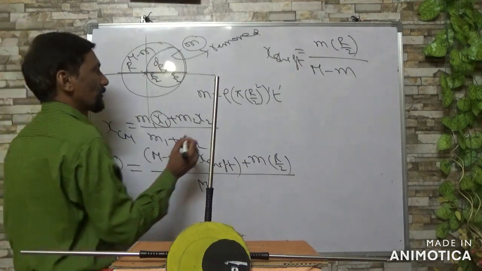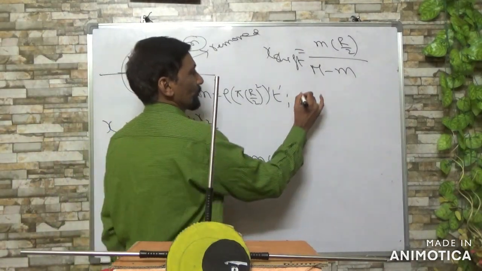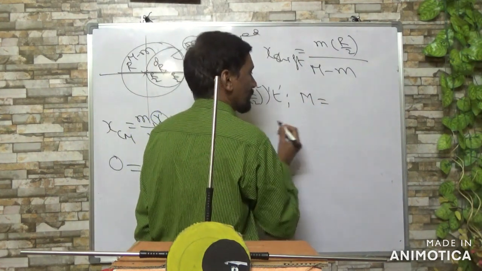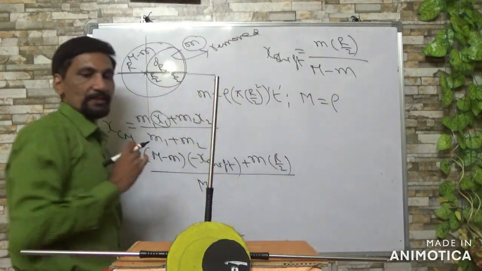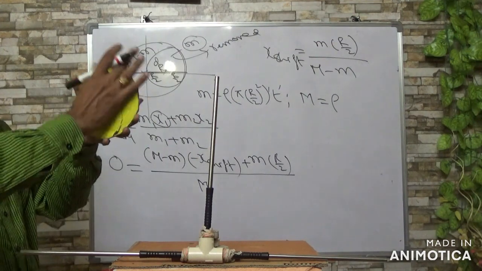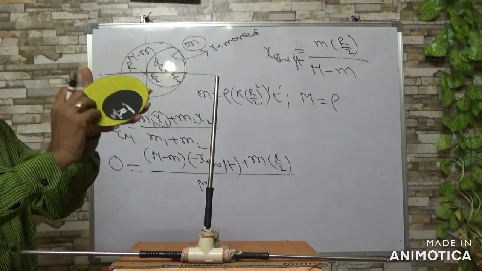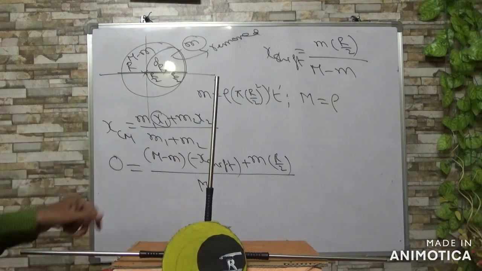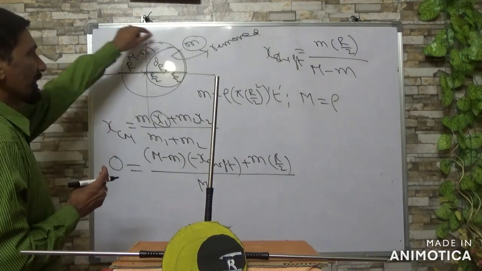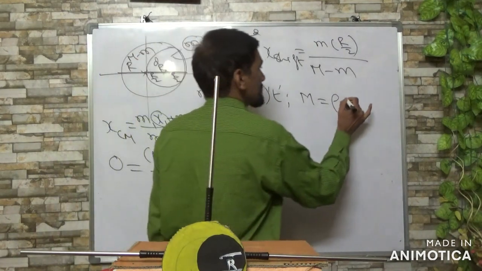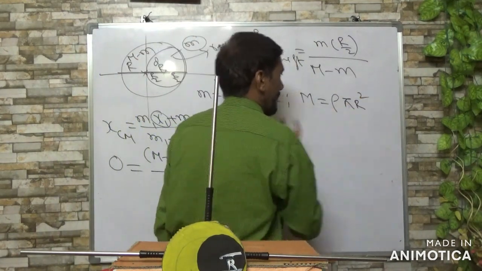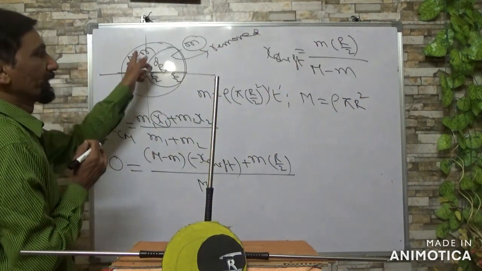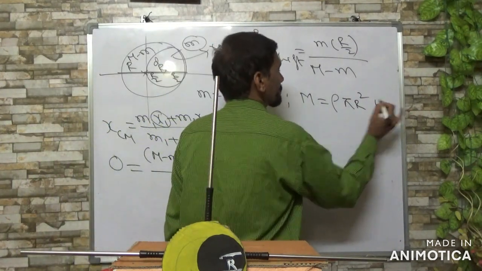Okay, next about total mass. Total mass is equal to density. So the density of this whole thing is the same, since from this only you have cut, no? So that is why the density remains the same, into area, which is pi r square, into thickness, say t.